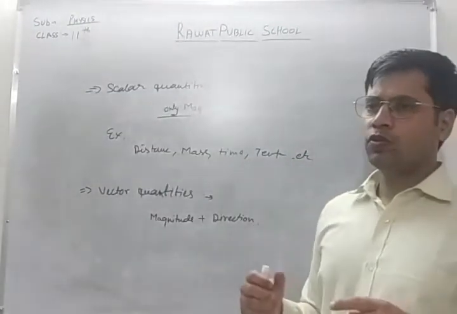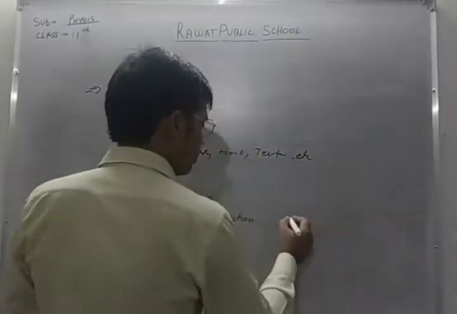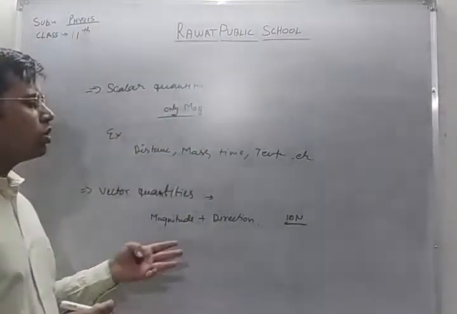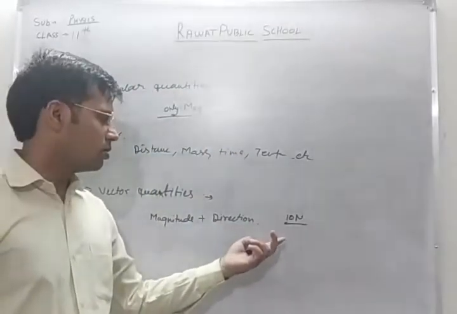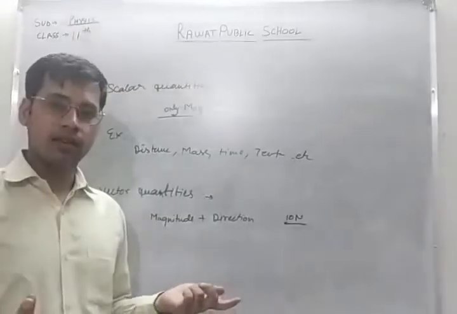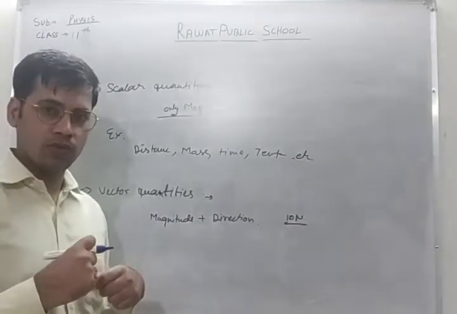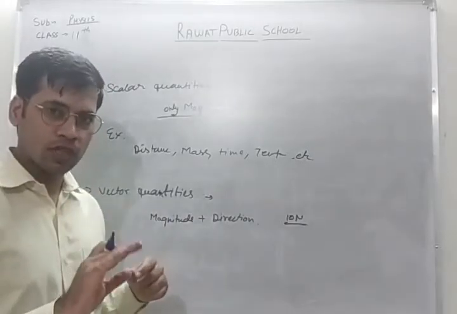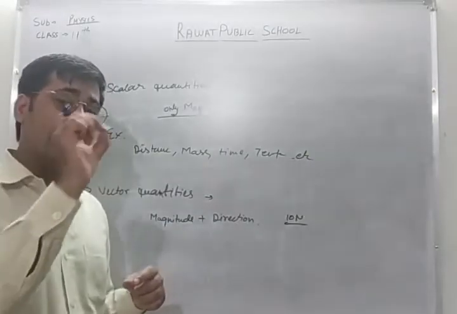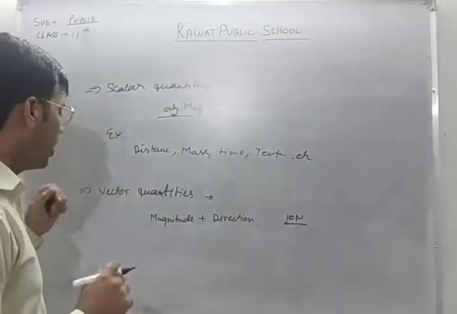Like force is a vector quantity, so we specify 10 Newton, let's say. It is not giving us a sense of direction, but there is an inbuilt direction. 10 Newton where? In the opposite direction, or in the direction of the person who is applying force, maybe upward, maybe downward. That is, it is giving you a hidden sense of direction. That's why it is included in vector quantity.